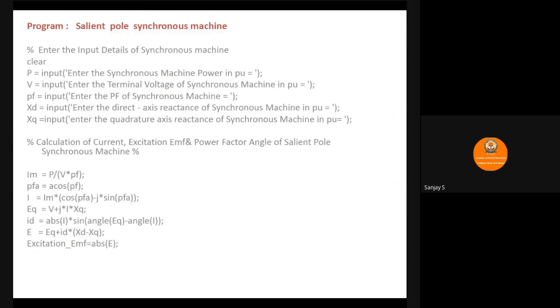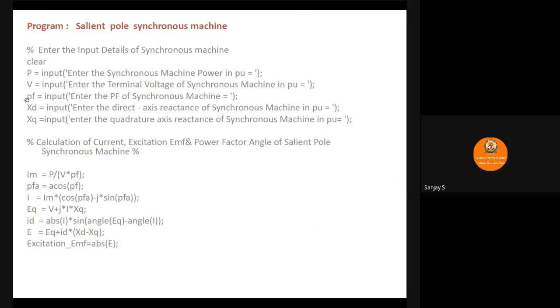So that finishes the program on non-salient pole synchronous machine. The second half of the experiment is the program on salient pole synchronous machine. As usual, we start with P is equal to input, enter the synchronous machine power in per unit. I'm going to accept the input power. Then I'm going to accept the terminal voltage of the synchronous machine. V is equal to input, enter the terminal voltage of synchronous machine in per unit.